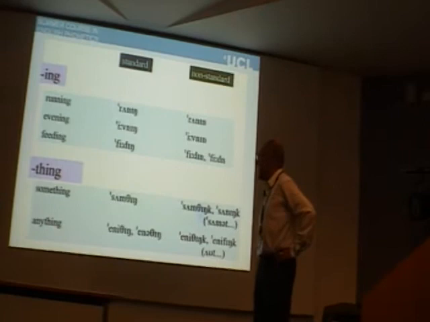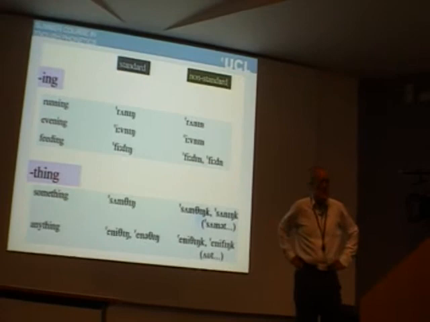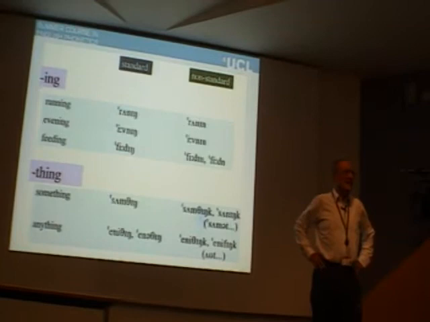In the case of thing, Londoners often add an extra voiceless plosive. So rather than something, they will say somethink, or indeed reduce that further to somethin'.